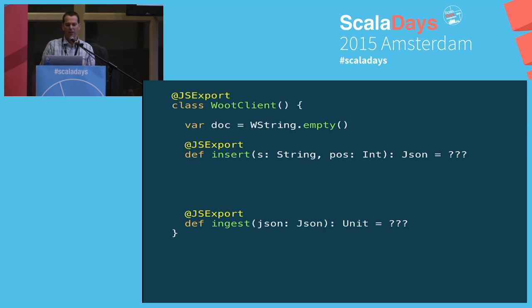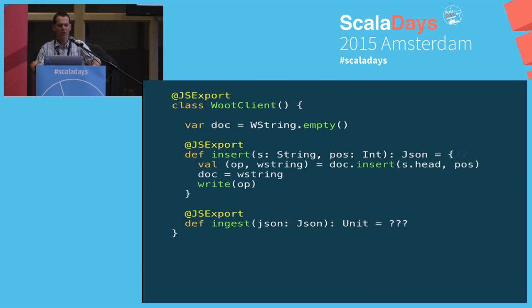Now that we've got some JSON, we can complete our Scala.js Woot client. So we can fill in the implementation. The implementation is just to do the internal Woot stuff we don't want to expose, which gives us back an operation to send around the network. We update our state, and then just use micropickle to create some serialization. And that's really straightforward. And the way this is wired up is in JavaScript. So JavaScript's going to receive this JSON and send it out.